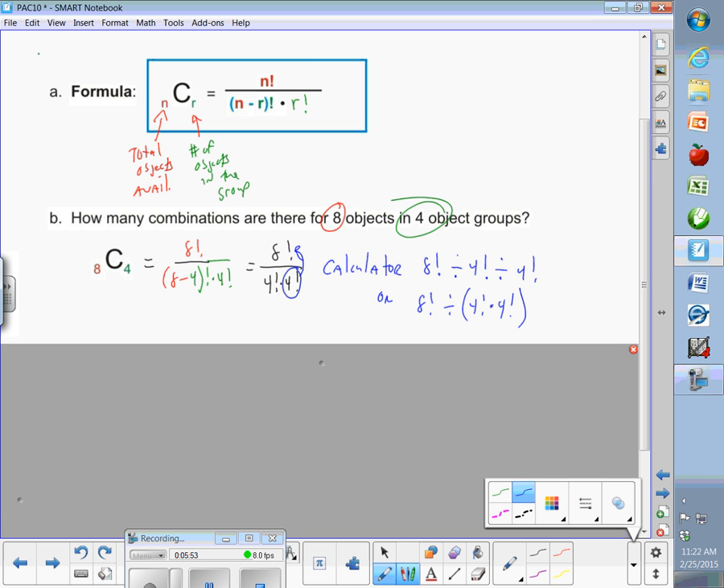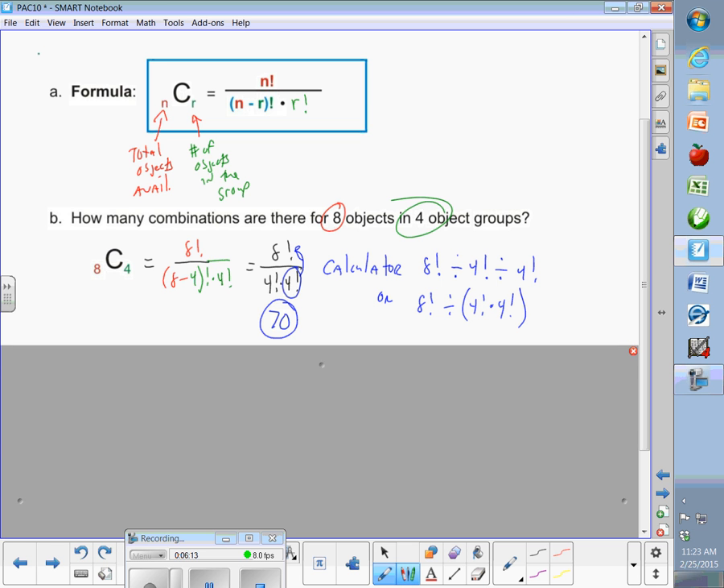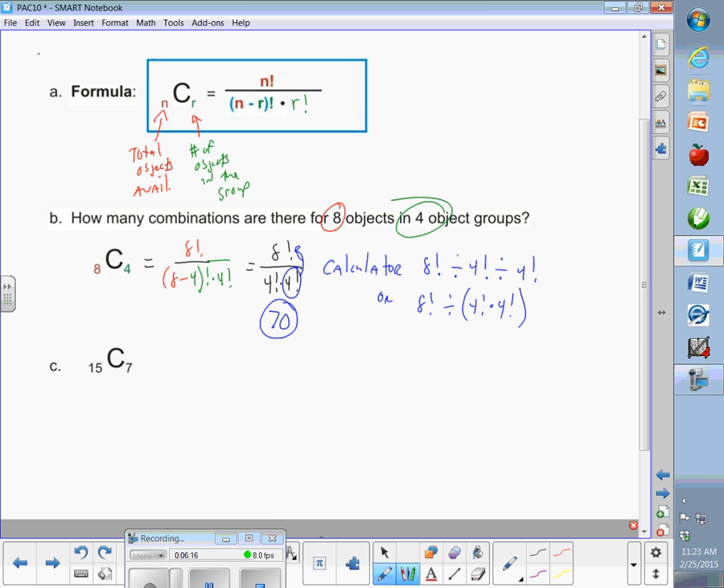All right, so work that and see if you get the right answer. Pause if you want to take a second, but you should have ended up with 70. 70 is the solution to that combination. So how many different groups can you make with 8 objects and 4 object groups? You can have 70 different groups. Again, the order does not matter, just the members of the group. That's what we're talking about. Let's do the next example.